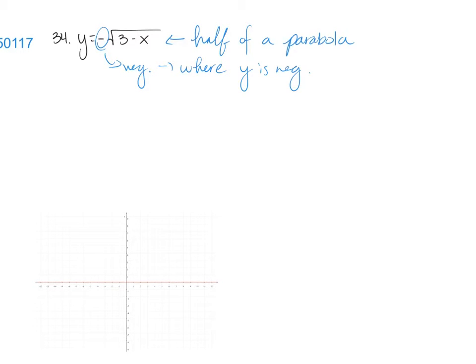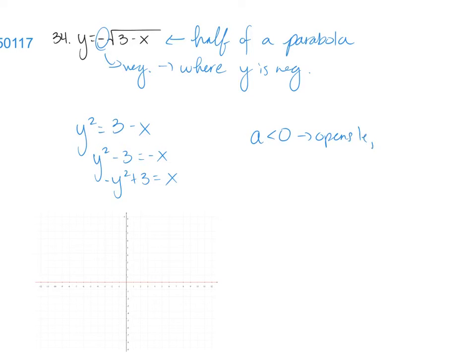Okay, and to figure out where exactly this parabola would normally land if we didn't have a square root, we're going to take the square of both sides. So we get y squared is equal to 3 minus x. And then we solve for x. So y squared minus 3 is equal to negative x, or negative y squared plus 3 is equal to x. Now this looks like the standard equation for a parabola on its side. And so then we need to figure out, is it opening left or opening right? A is less than 0 because it's negative 1, right? So it opens left. And our vertex is 3, 0.